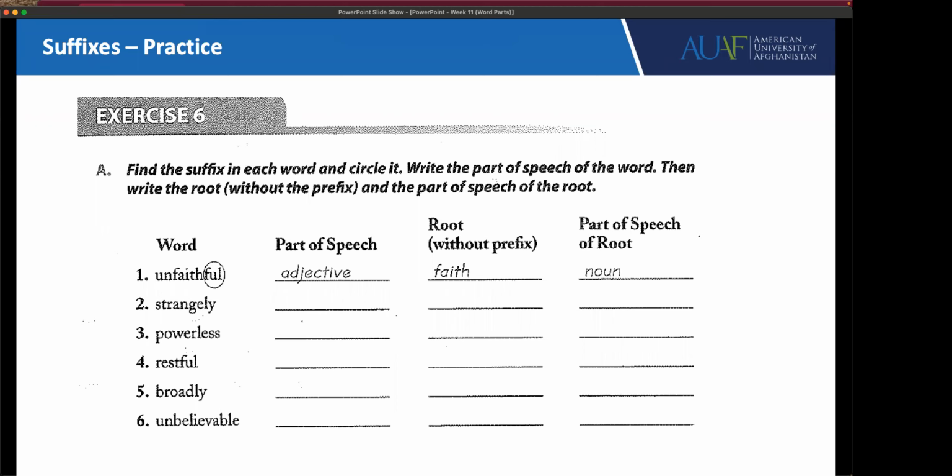Okay, Nazanin, you want to try number 4? Restful, it is adjective, part of speech. Okay, and the root, rest, and it is noun. Good.